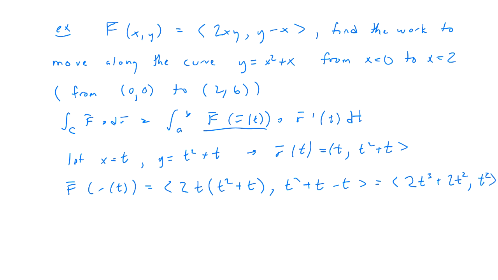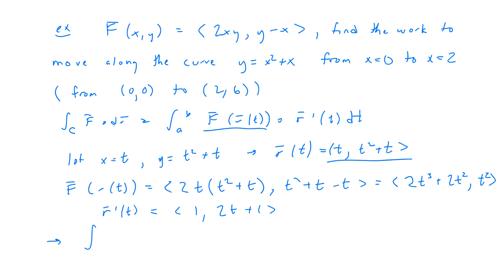So that's a function where I plug the parameterization in for x and y. And the other thing I need is the derivative of the parameterization. For the parameterization, we just take the derivative one term at a time. So the derivative of t is 1. The derivative of t squared plus t is 2t plus 1.